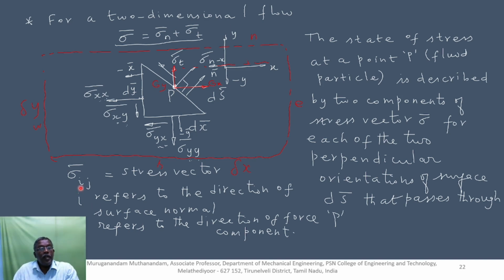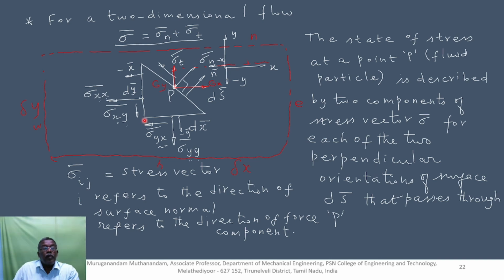Sigma ij, where i can be x or y here. The first letter i refers to the direction of the surface normal. For example, in sigma xx, the normal direction is perpendicular to the vertical line, that is along the x direction. Hence, the first letter is x. Here also the first letter is x. What about here?